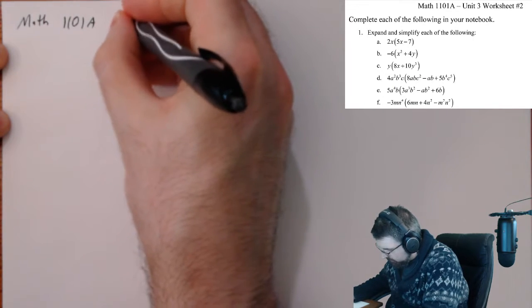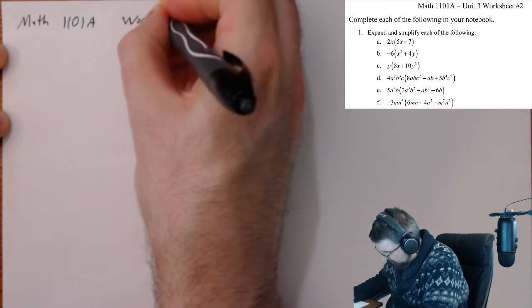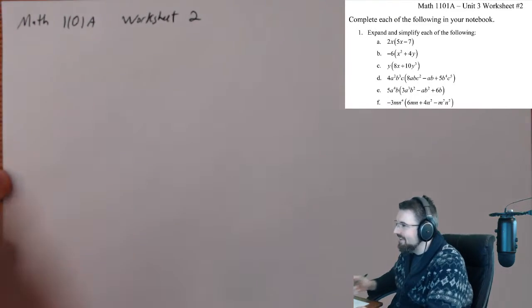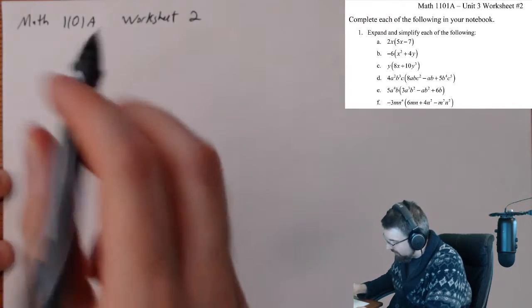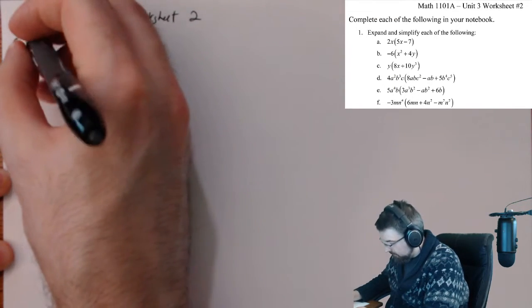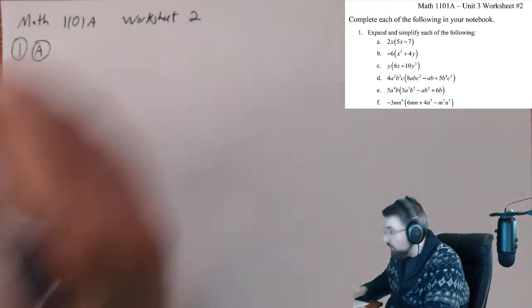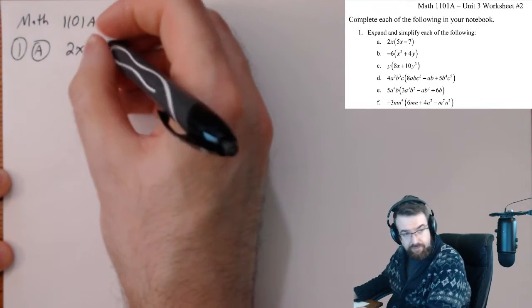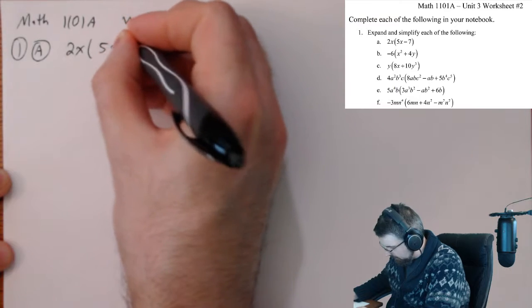All right, so this is going to be Math 1101A still. This is worksheet 2 now. Oh, right, unit 3. It's Math 1101A, unit 3, worksheet 2. Okay, so I'll start off with 1A. It's going to be 2x outside of 5x minus 7.